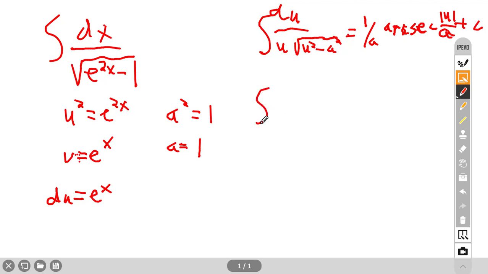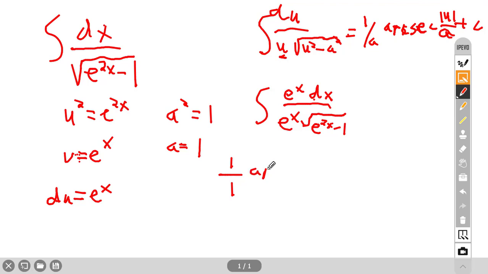So when I reset this up, I'm going to put my e to the x in my numerator. But since I need that u right here, that's going to be all over e to the x, and that's still times the square root of, so I've still got my e to the 2x minus 1. And so that matches up exactly now. So I've got 1 over 1, because a is 1, times the arc secant.